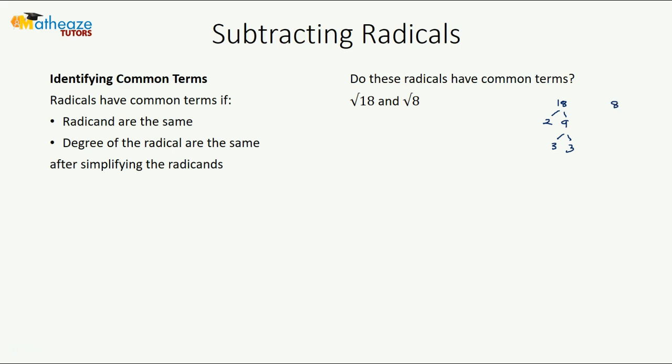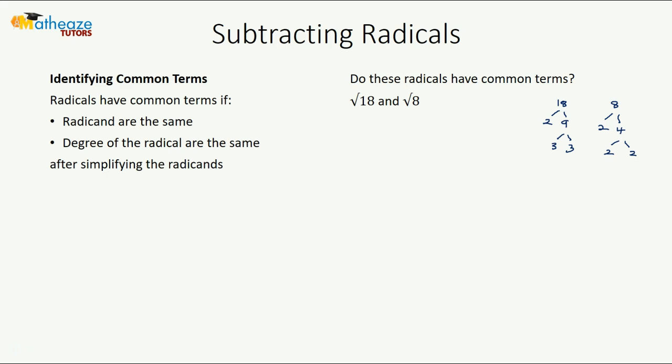And for 8, we end up with 2 and 4, and then we end up with 2 and 2 for 4. So square root of 18, the way we're going to walk through this is we're going to group them in pairs. If you want some help trying to figure out how to convert or simplify a radical, you can take a look at the video titled Introducing Radicals. It has that in detail.